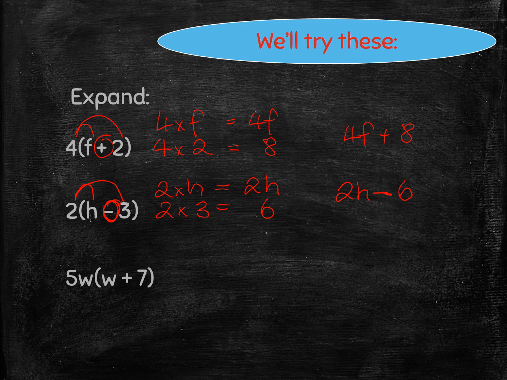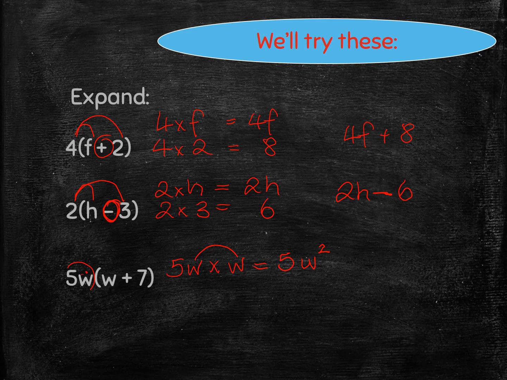This one's a little bit different again, just because it's got a w here as well. But if we look at those just as we would, we're going to take 5w first, and we're going to multiply it by w. Now if you can remember your algebra multiplication rules, we've got just a 5 at the front, and w times w is w squared, because you've got a w1 there and a w1 there, so that makes w squared.